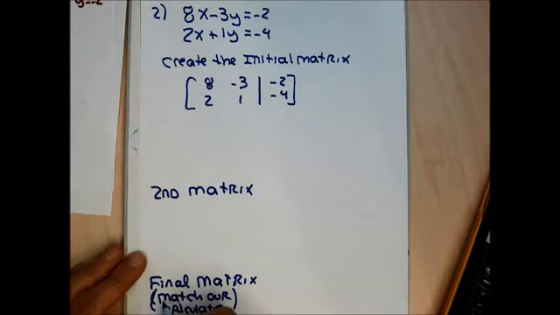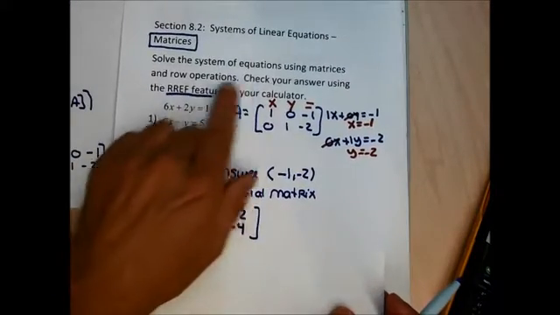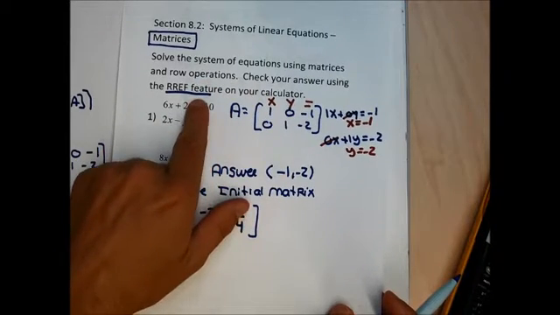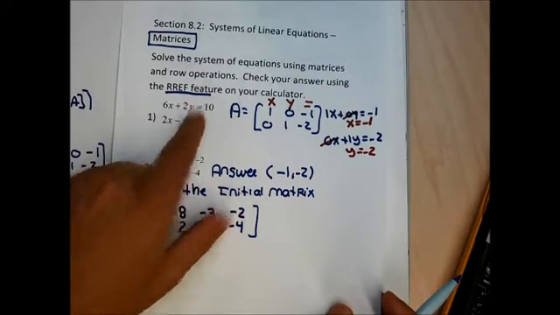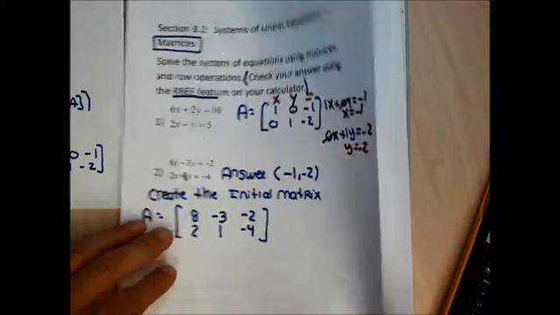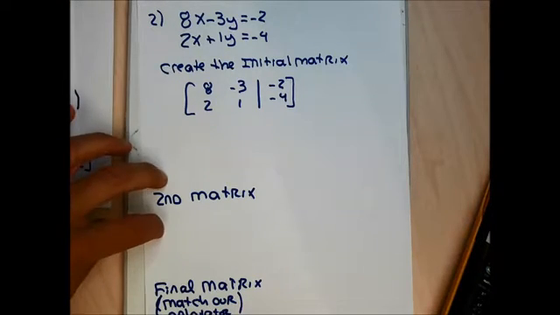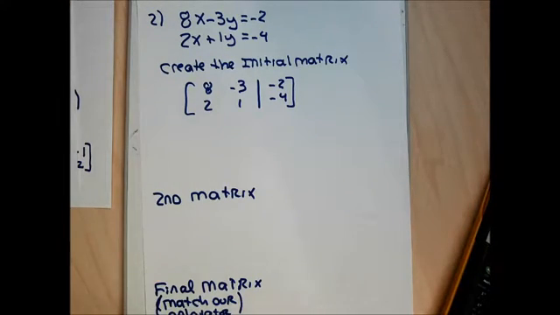On the test, the problem that says solve system of equations using matrices, actually it'll say solve the system of equations using row operations, check your answer using the RREF feature on our calculator. What I've showed you how to do now is to check your answer on your calculator using the RREF feature. I haven't showed you how to do it by hand. There's going to be one problem on the test that you need to do by hand. To solve a system of equations using matrices by hand, you have to get the initial matrix, a second matrix, and a final matrix, and you're going to have to do the elimination method twice.